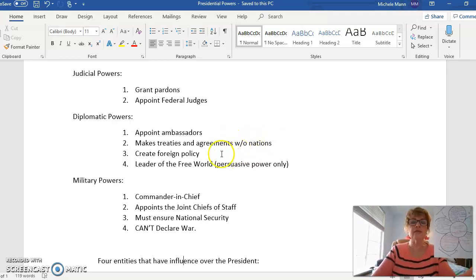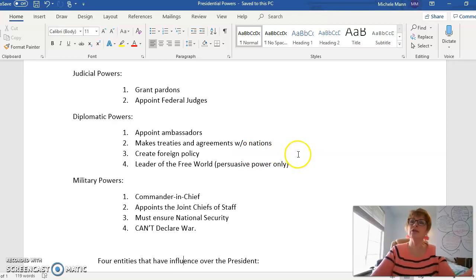He creates foreign policy. So how we're going to treat other nations, he meets with ambassadors from foreign countries, and he decides how we're going to treat those people and whether we're going to allow them to immigrate to this country or do other things. Now, Congress can write immigration law that supersedes what he does, that goes over his head. But for the most part, he gets to make those decisions.